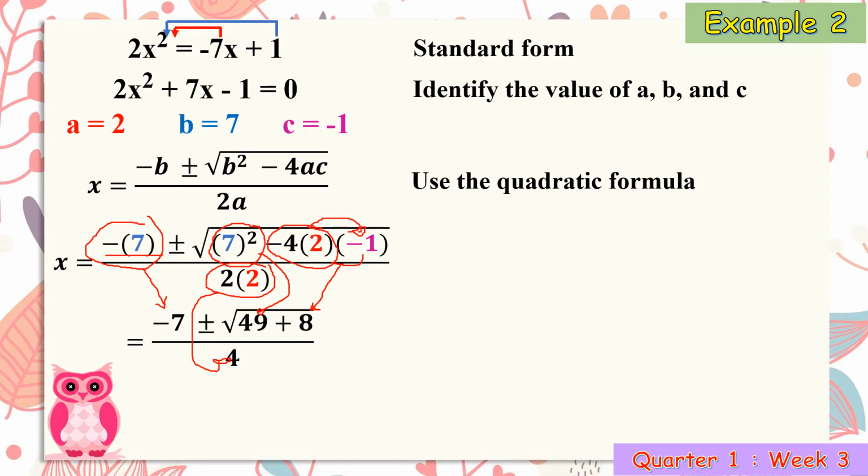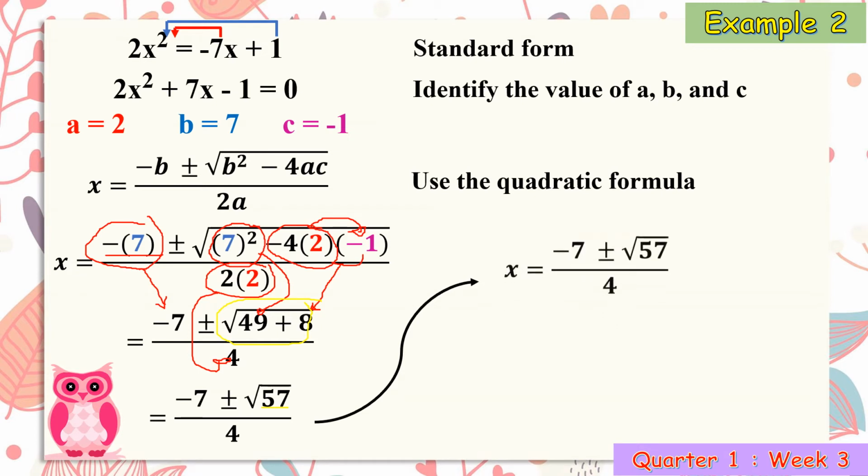Then afterwards, let us simplify what is inside our radical sign. So we'll just simply combine 49 and 8. And when we combine this, we got here 57. So then afterwards, let us see if 57 is a perfect square. But I think 57 is not a perfect square. So therefore, we got here negative 7 plus or minus the square root of 57 divided by 4.